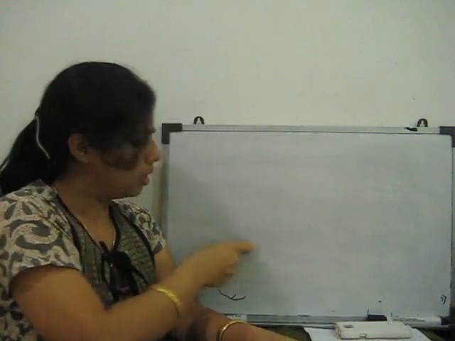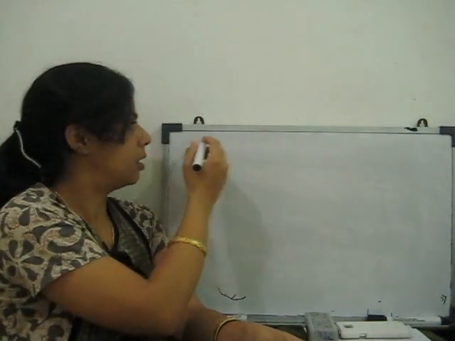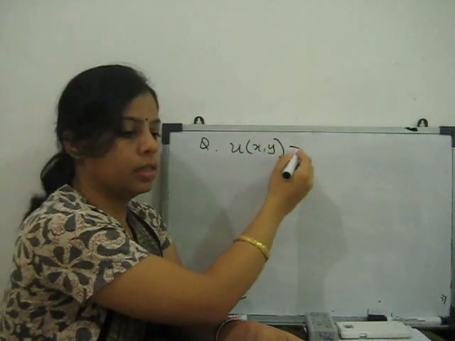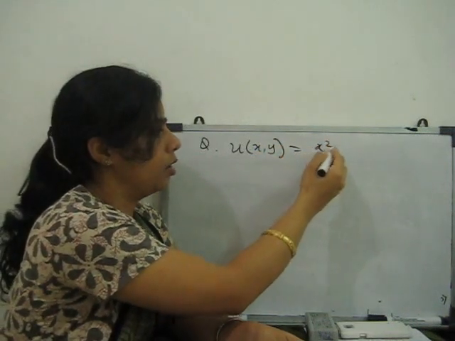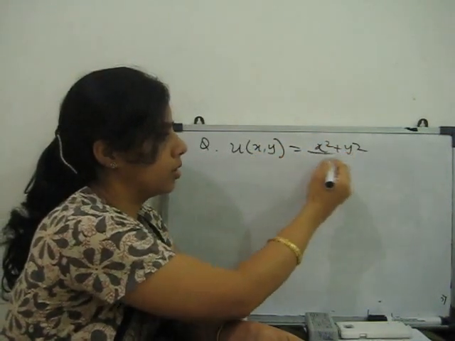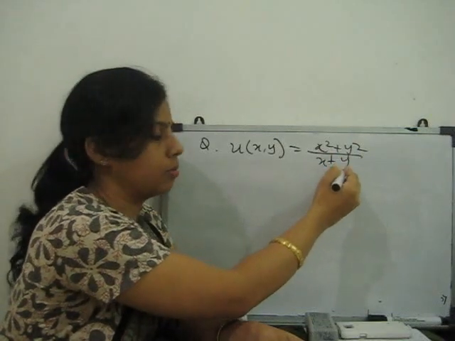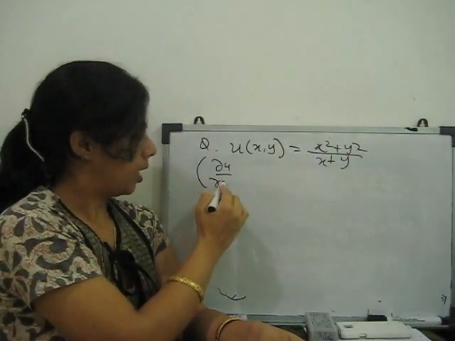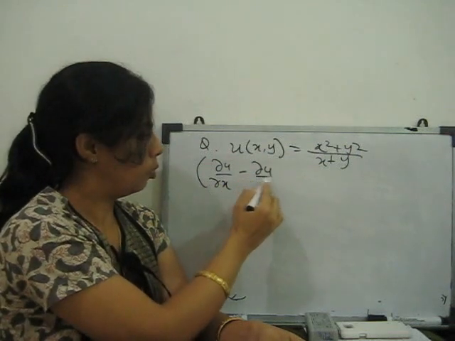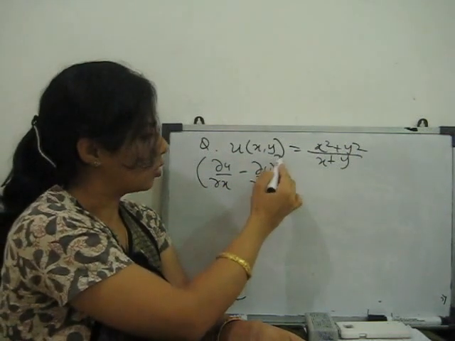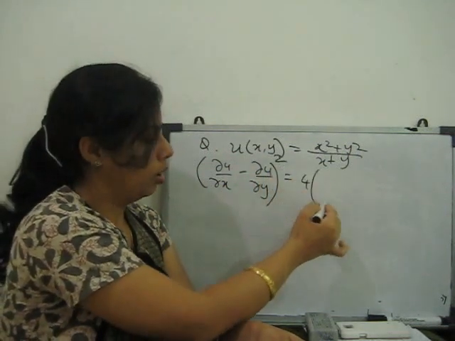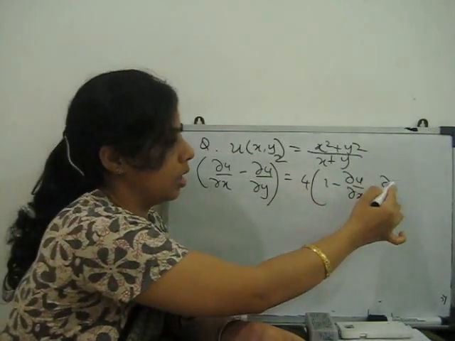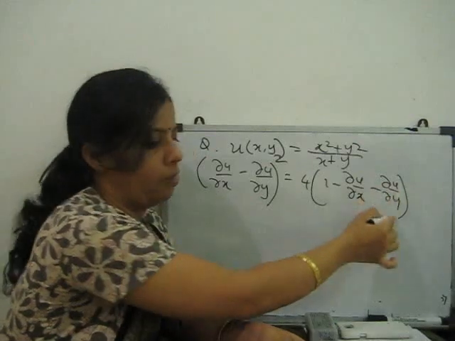There are many different types of question in partial differentiation. If your concept is clear, it is very easy. If u is equal to (x square plus y square) upon (x plus y), then prove that (del u by del x minus del u by del y) whole square is equal to 4 (1 minus del u by del x minus del u by del y).